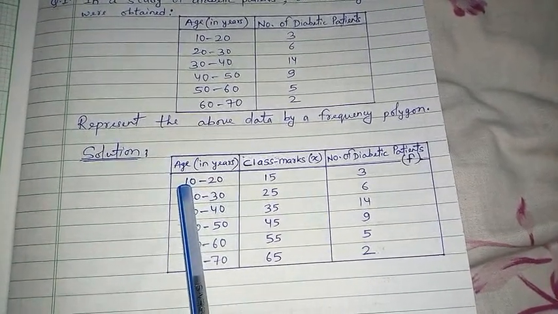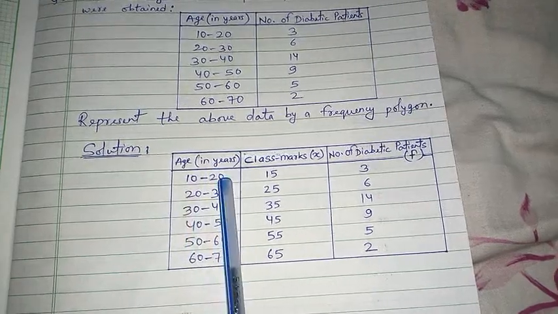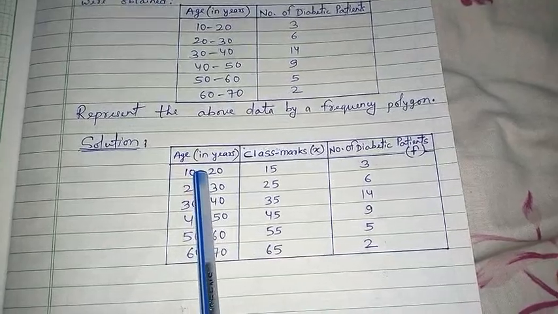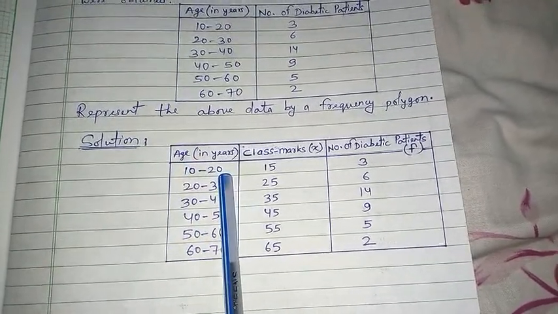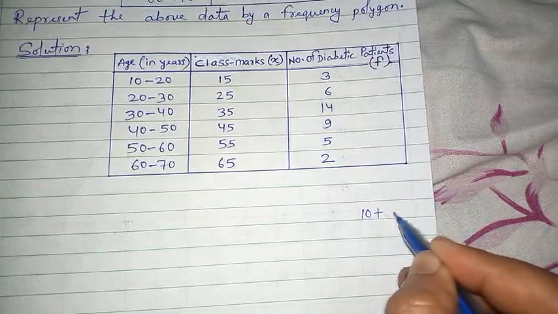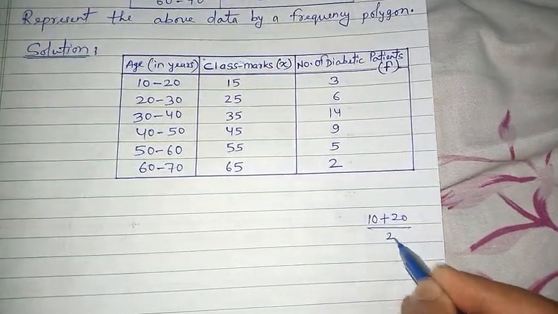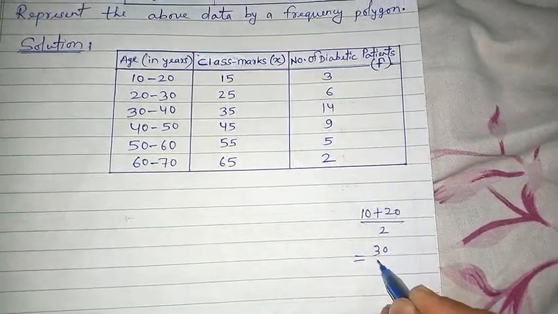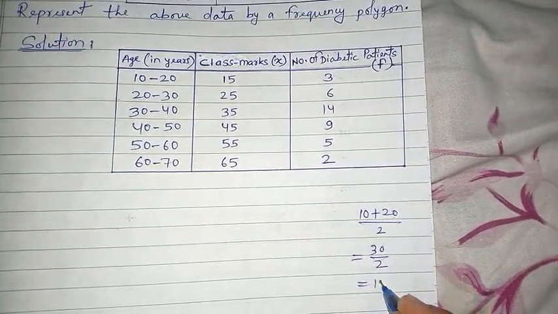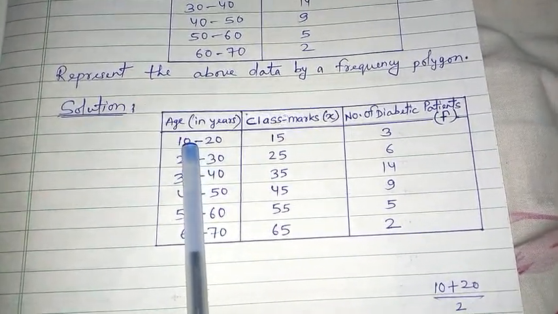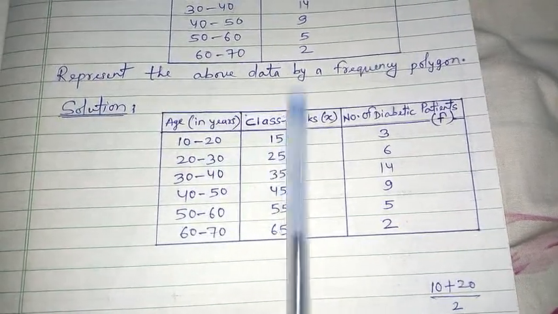The middle number between 10 to 20 is 15. I think it's very easy to understand. If you do not know this, it's easy to do in rough: add 10 and 20 and divide by 2. 10 and 20 added is 30, and 30 divided by 2 is 15. So that way also we can do, but it is easy to understand. The number at the middle of 10 to 20 is 15.